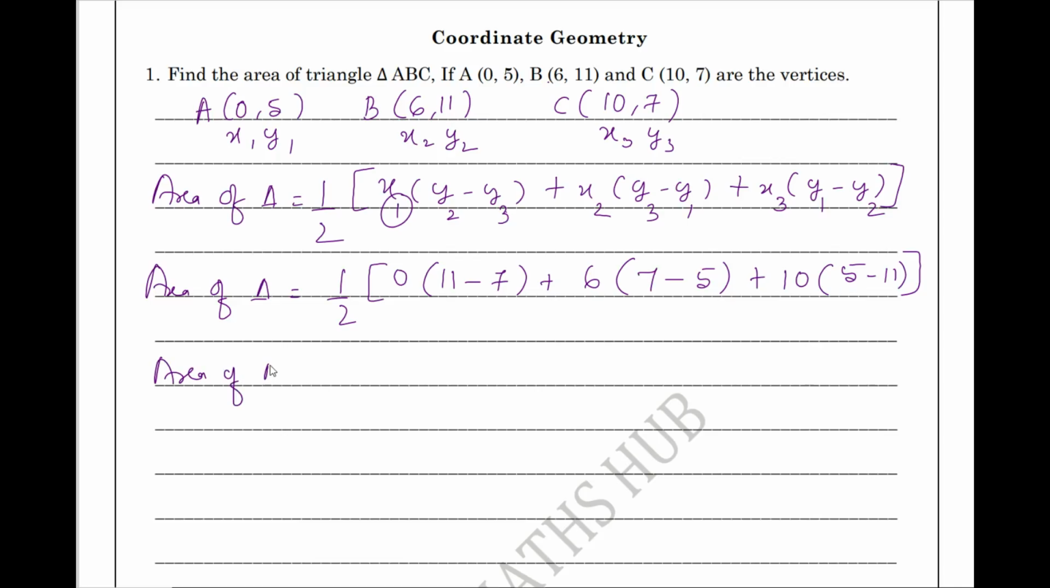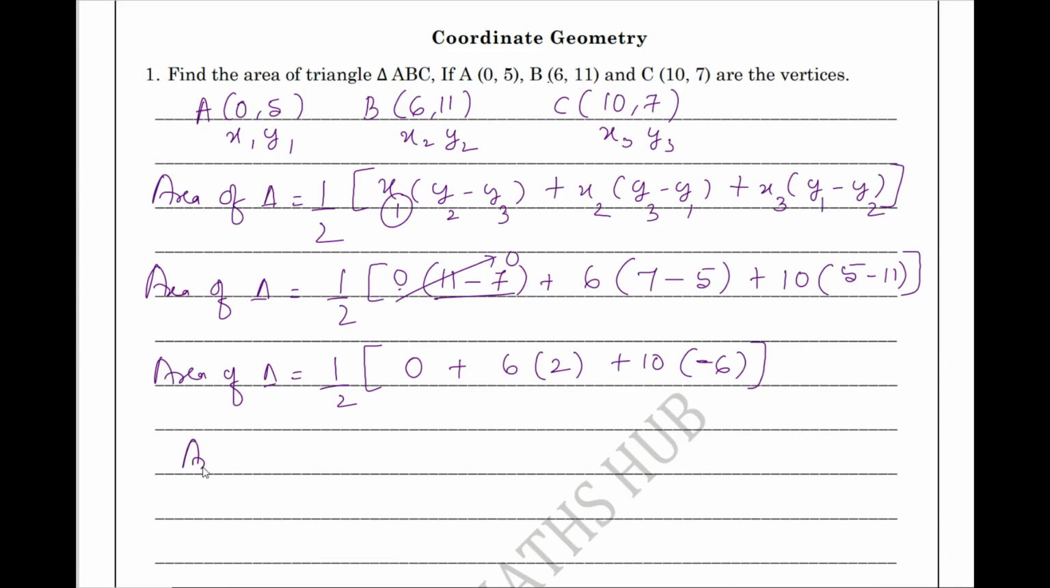Area of triangle equals half into, now 0 into anything will become 0, that becomes 0 plus 6 into 7 minus 5 is 2 plus 10 into 5 minus 11 is minus 6. Why is it minus? Because we are subtracting a bigger number from the smaller number. After subtraction, put the bigger number's sign.